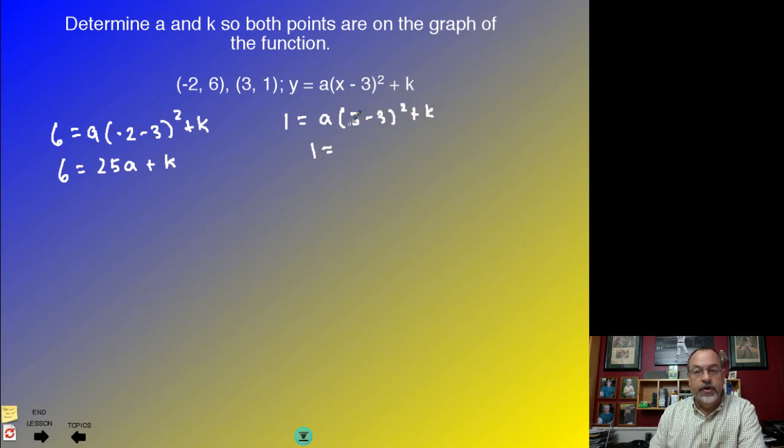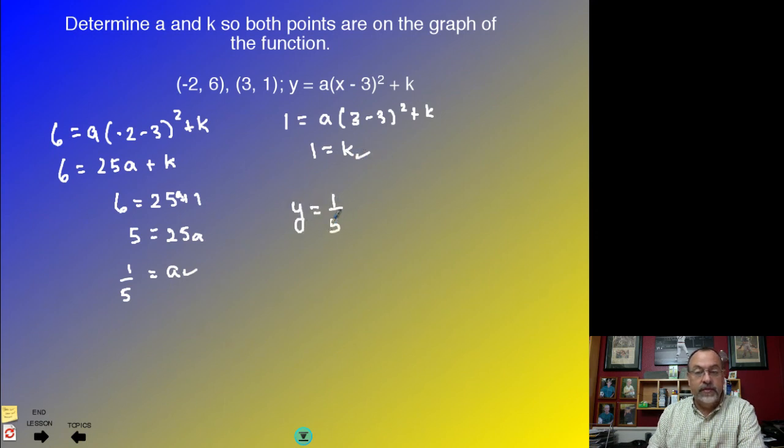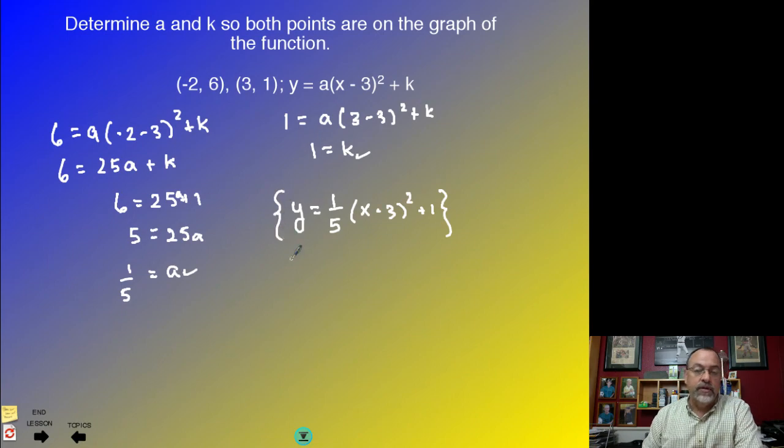So 1 is equal to 3 minus 3 is 0. 0 squared is 0. Times a is 0. So I have my k is equal to 1. So this simplifies nice. I simply put in my k value over here, and I can figure out a. So this is plus 1. So subtracting over here, so 5 is equal to, that's an a there. Sorry, I forgot to put that in. And then dividing, I get a is 5 over 25, which is 1/5. So I have my a, I have my k, I substitute those in, 1/5, x minus 3 squared plus 1, and I have my vertex form of the parabola that goes through those 2 points.